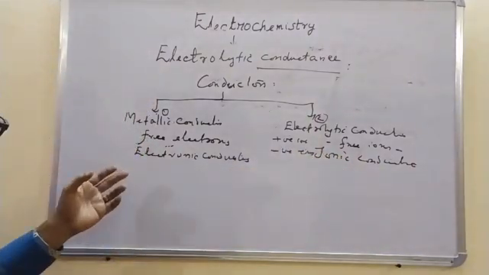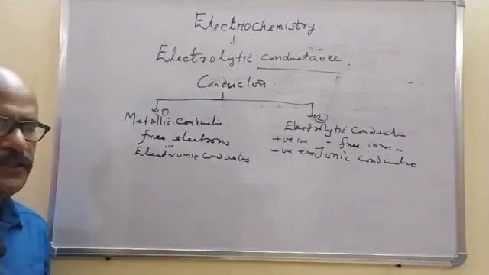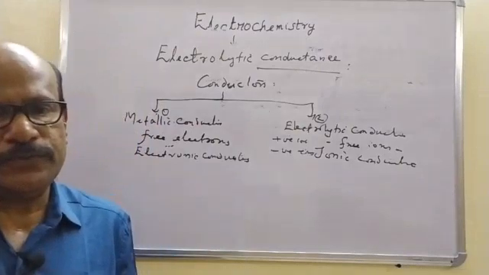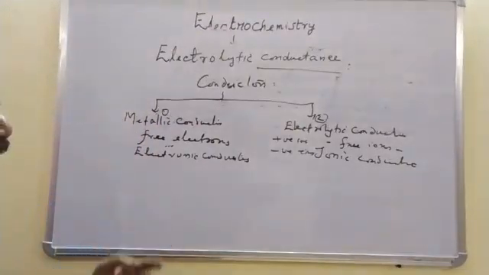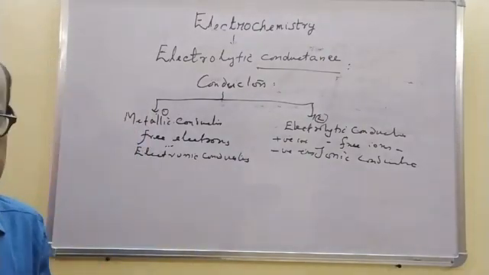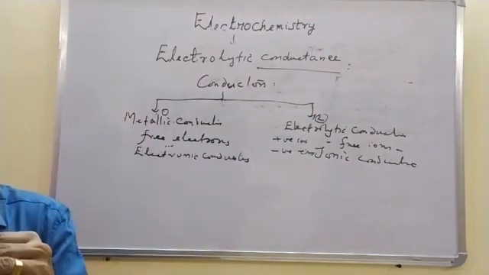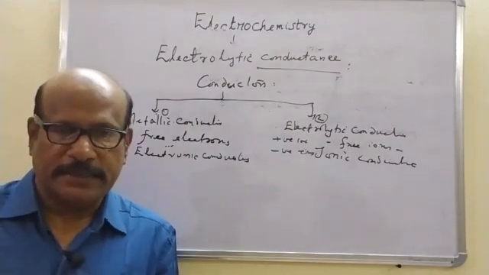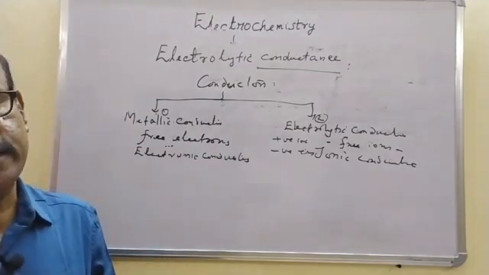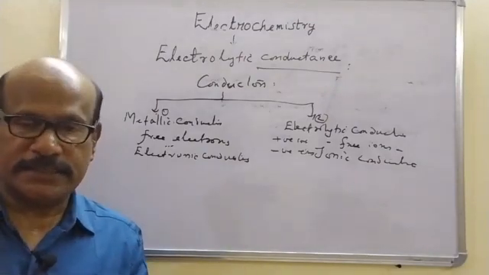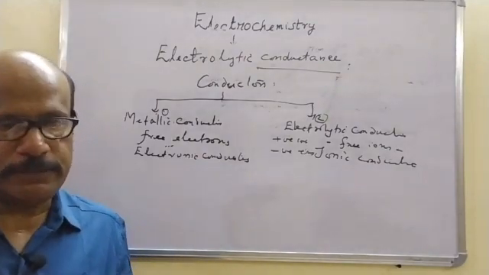And second is the case of the influence of temperature. That is, the temperature has a profound, remarkable influence in both cases. In the case of metallic conductors, as the temperature increases, the conductivity gradually, slowly diminishes. But in the case of electrolytic conductors, as the temperature increases, the conductivity increases. It is easy to explain.